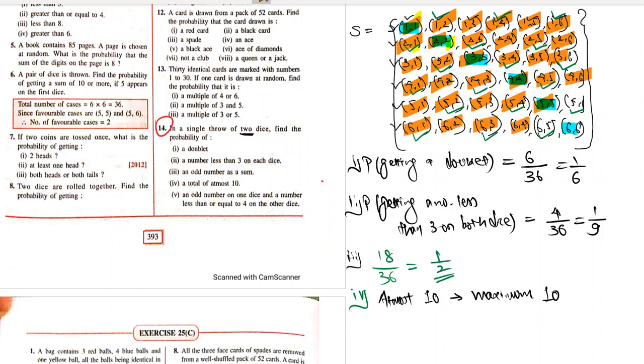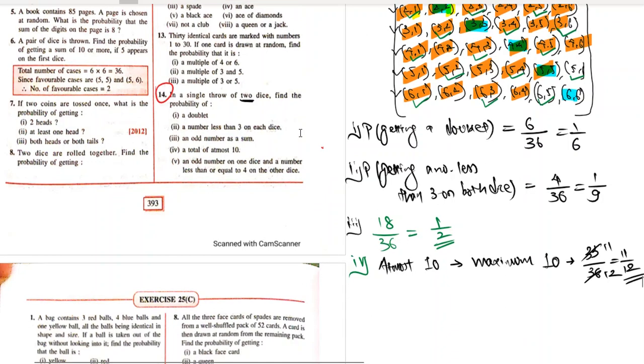So all but three numbers are included in this particular outcome, a total of at most 10, right? So what is the probability here? The probability is 36 minus 3, 33 by 36. 3 11s are 33, 3 12s are 36. So the answer is 11 by 12. So the probability of getting at most 10 is 11 by 12.